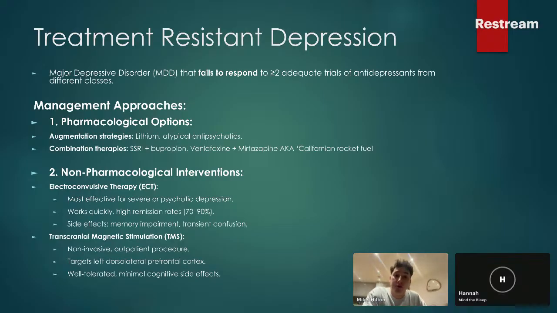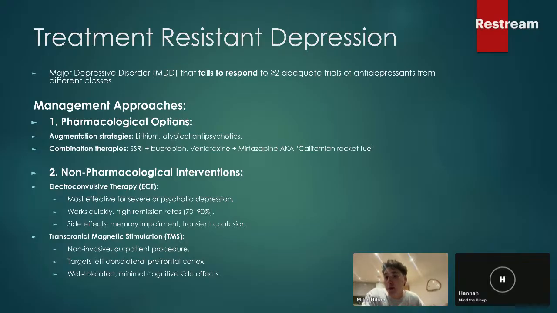Moving on to treatment-resistant depression. This is when a major depressive disorder or a major depressive episode has failed to respond to 2 or more adequate trials of antidepressants from different classes.